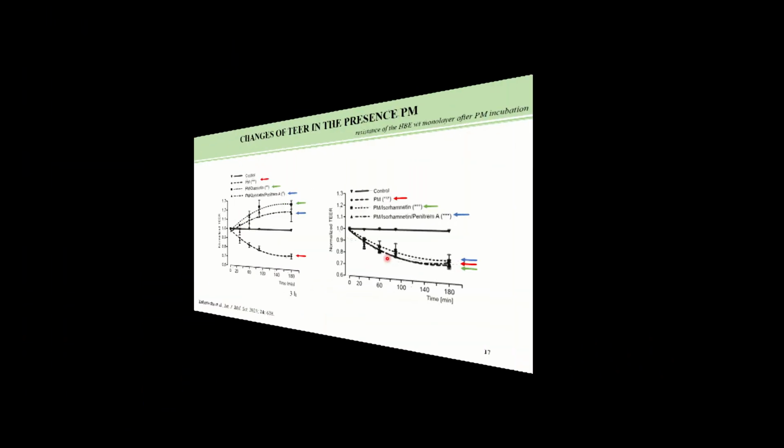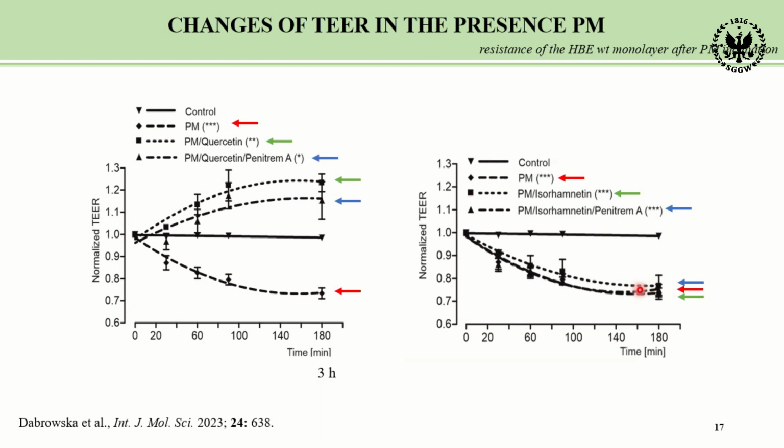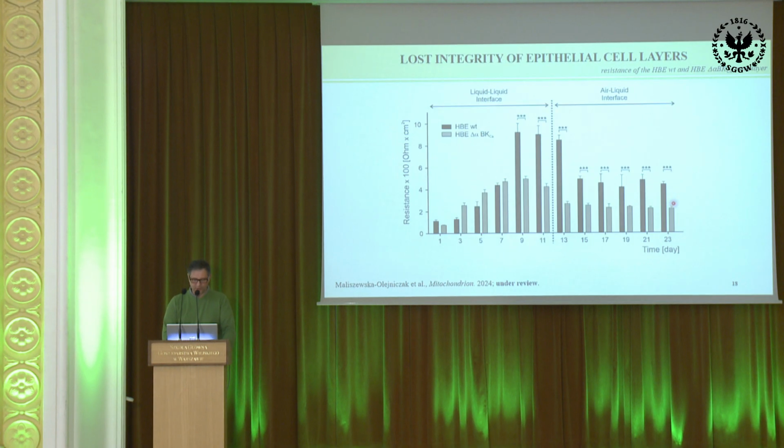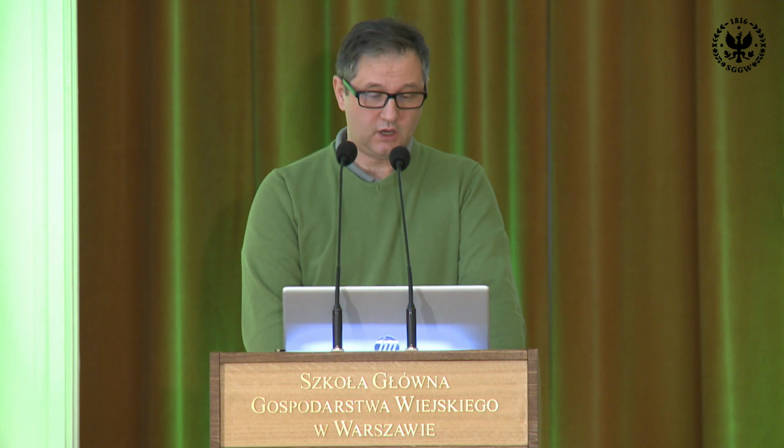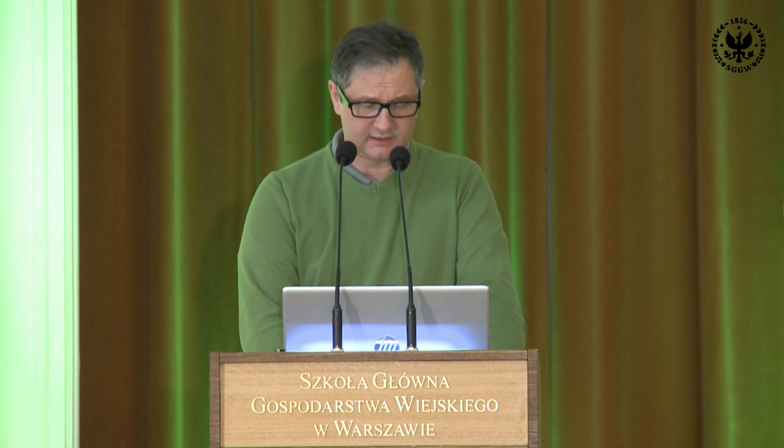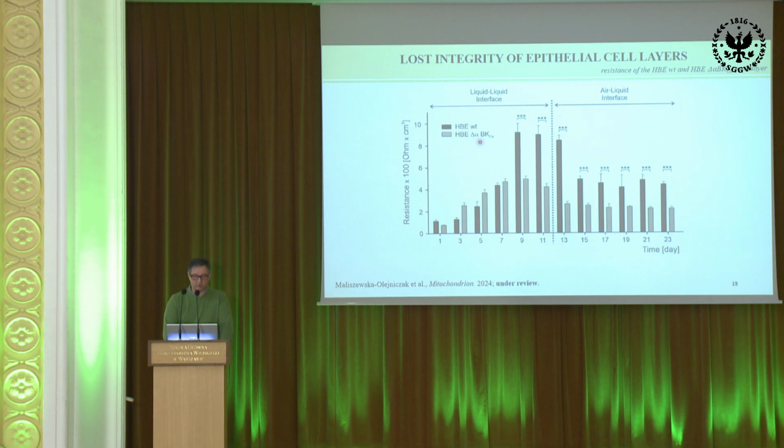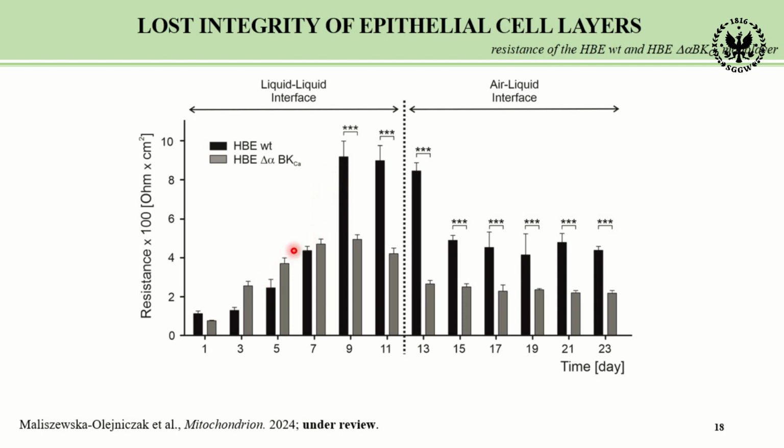Also we have a control line, and application of the particle matters decreases the resistance of the cell layer, like in this situation, but application of isomethane and isomethane with paxilline do not change our transepithelial cell resistance. Similar effects we observed when we compare our experiments with this HBA line with deletion of the alpha BK channels. These experiments indicate that we can create the barrier with using this cell, but sometimes we lose the integrity of the epithelial cells in the cells without the channel.